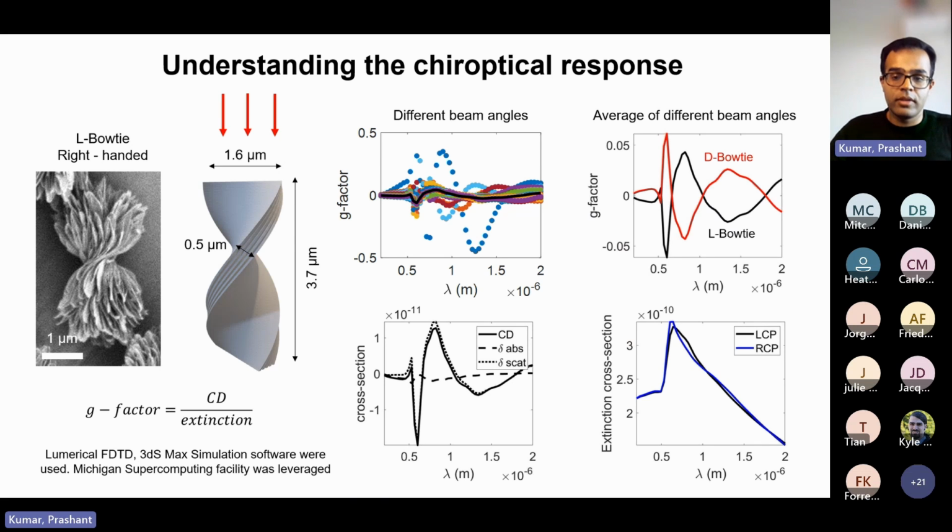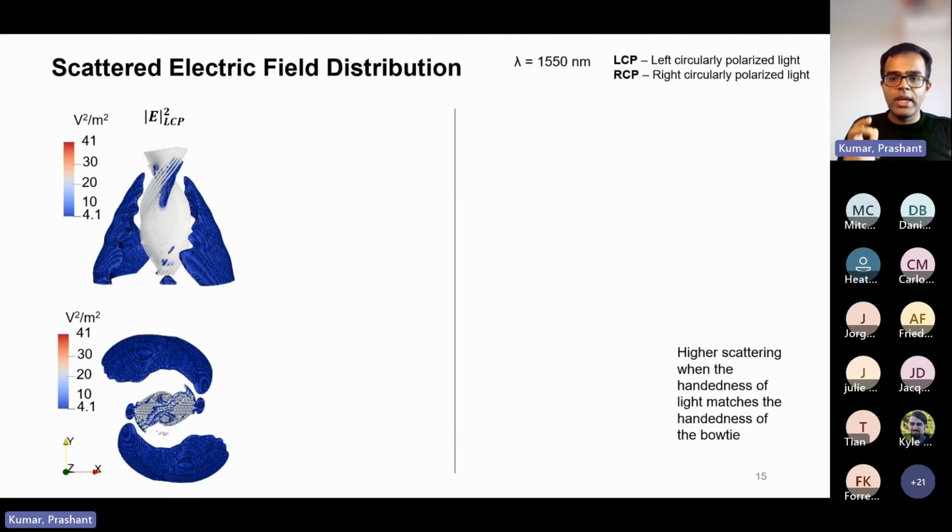And the simulation again tells us that we can look at how the left circularly polarized light is individually giving us this kind of a spectra, and how the right circularly polarized light is giving this extinction cross section. The difference of these two is what is plotted in the plot right above it. And that's the CD or G factor spectra that you see. So, okay, we understand that scattering is the dominant phenomena here when we look at these bow ties.